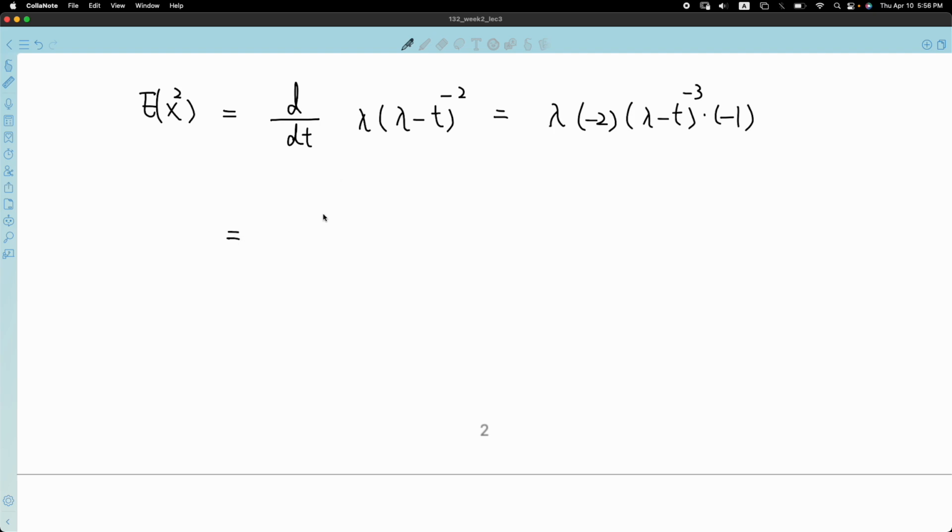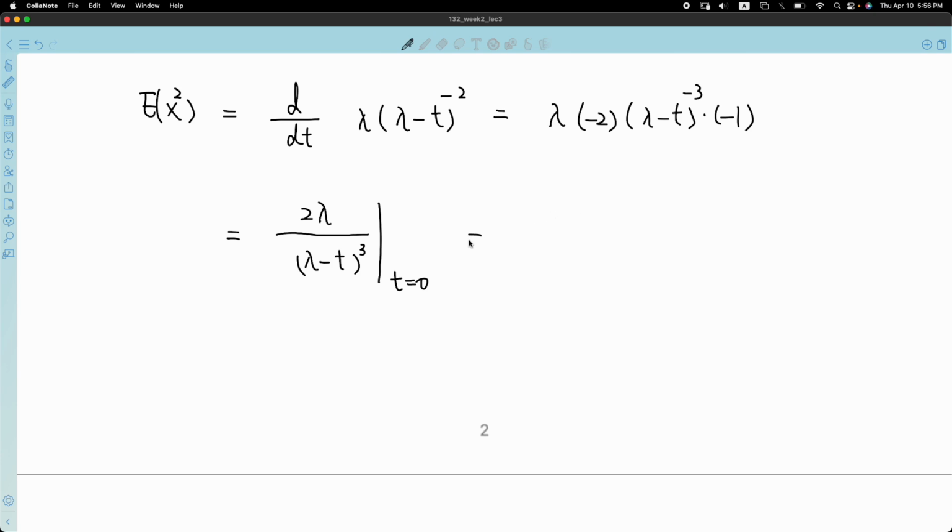And then I should have a form that looks like this. Now I'm going to use the fraction form again because we want to evaluate something. For the numerator, we have 2 multiplied by lambda, and for the denominator, I have lambda minus t raised to the power of 3. And then we want to evaluate this at t equal to 0. Don't forget taking the derivative first, and don't forget to evaluate at t equal to 0 afterward.